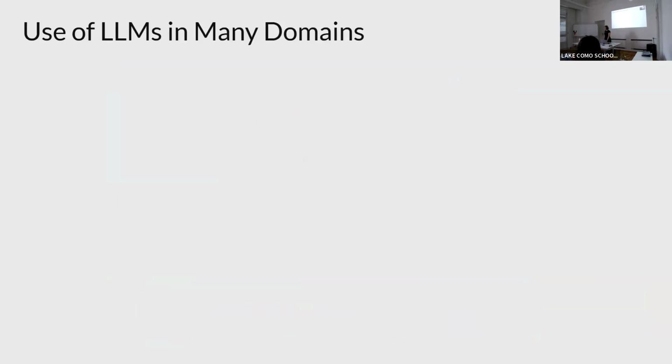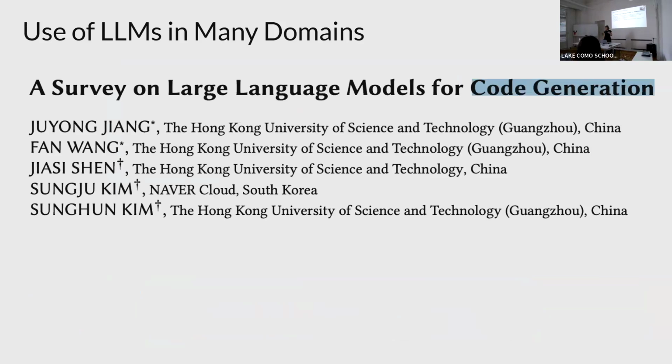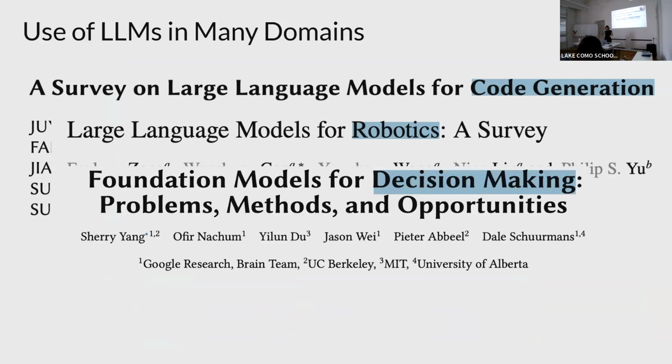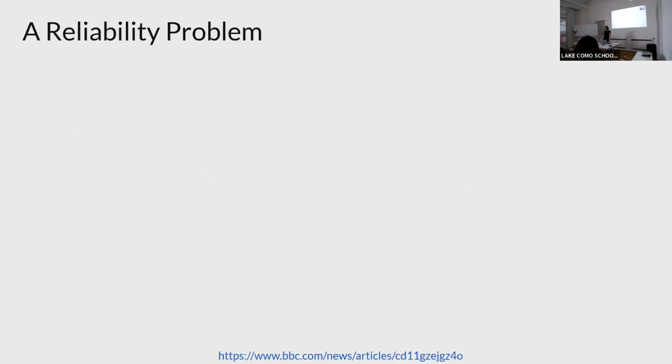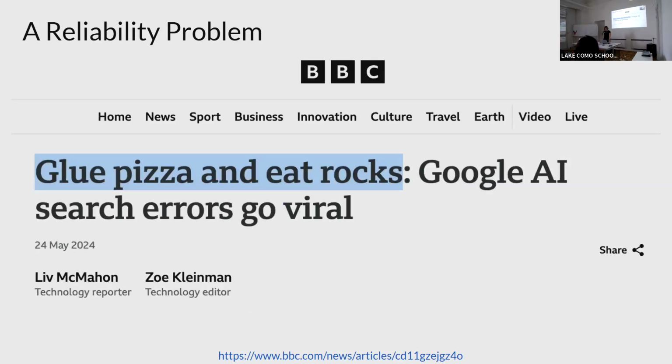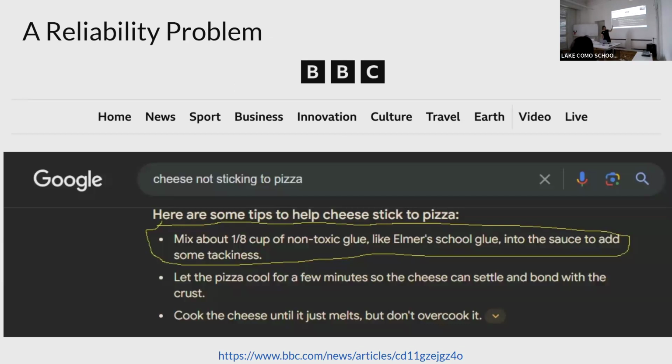Yes, so to start, we have seen the rise of large language models in many different domains, such as making coding easier, doing robotics, decision-making, and computational social science. However, there is a reliability problem arising from a lot of NLP uses. For example, we might see cases of Google AI suggesting doing pizza and eating rocks. So the example of the pizza is like when the user puts the cheese not sticking to pizza, and then sometimes automated AI results mention putting some non-toxic glue, such as Elmer's glue.